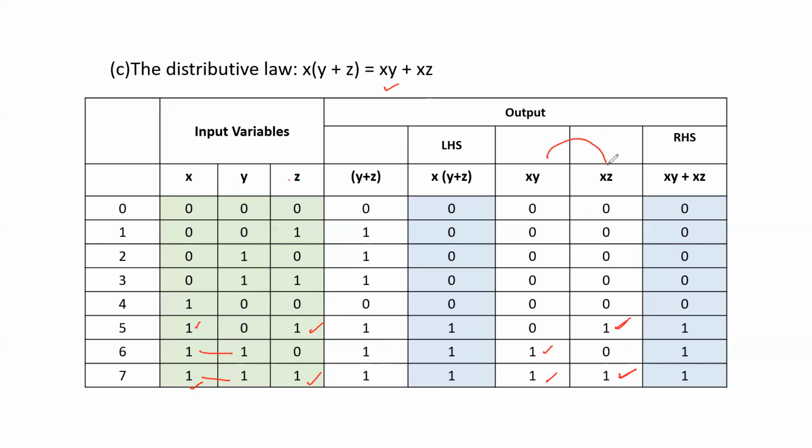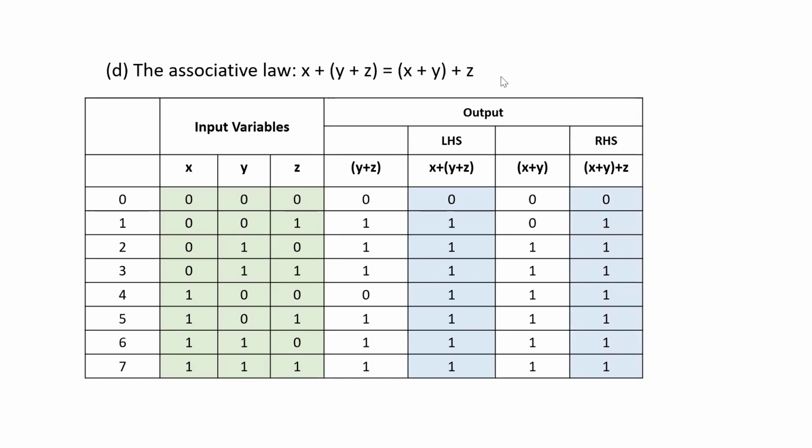Now we should OR these two. Now for all these combinations, both inputs are 0, so that the output is 0. In the remaining cases, at least a single one is there, so that the output should be 1. Now we should check LHS and RHS part. So both are same. That means the second distributive law also is verified with the help of truth table.